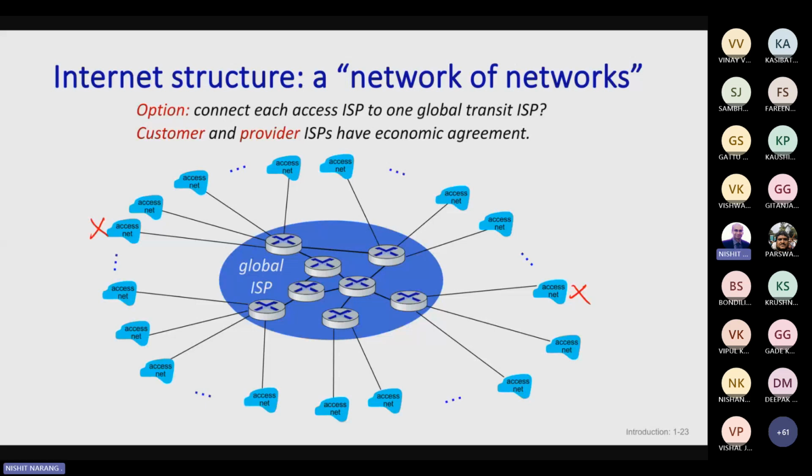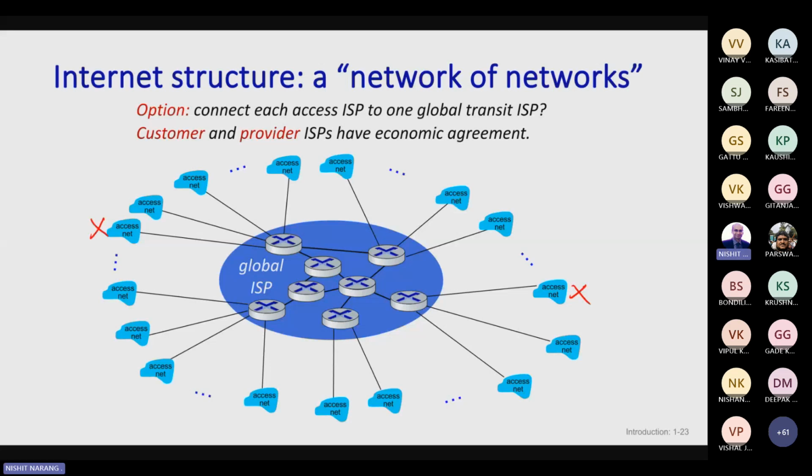Sorry, I'm back. Right? So this topology, from a mesh topology to a hub and spoke topology, has immediately reduced the number of connections that I need to maintain. Now here, the access networks are the customers of the global ISP, and the global ISP is kind of a service provider. So there is some kind of an economic agreement between the access network and the global ISP.